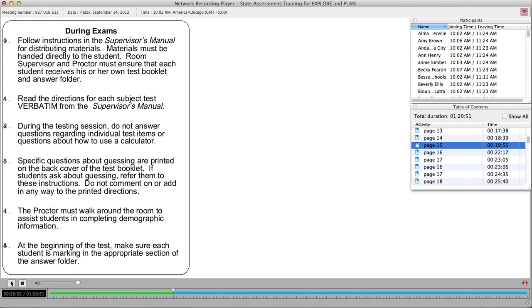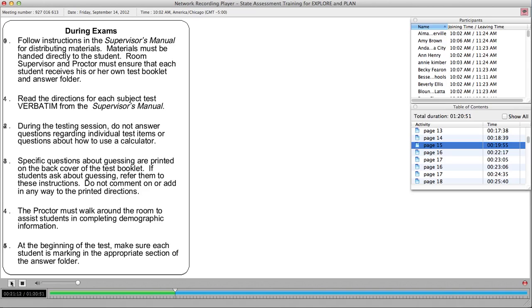And again, make sure that your room supervisors and proctors are familiar with that manual, and that they have read the instructions, and that they understand no matter how small the testing room, how few number of students are there, they must read those directions verbatim.